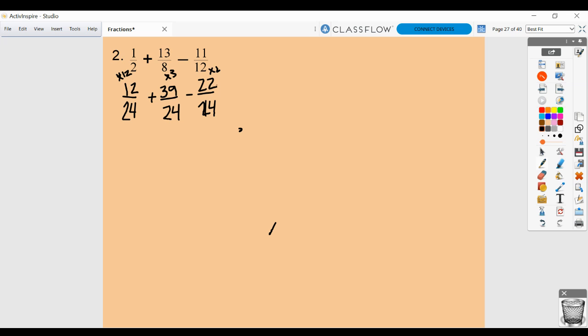Again, this one does not have any parentheses. So 12 plus 39 minus 22. You get 29 over 24. You want to make that into a mixed number. So how many times does 24 go into 29? One time, with 5 left over. Okay, I'm going to go ahead and make another one just to have an extra example.